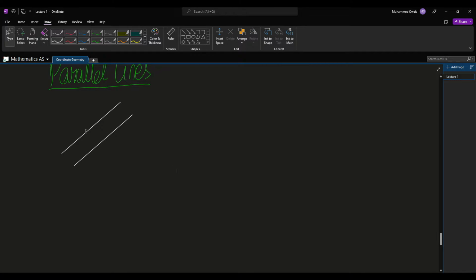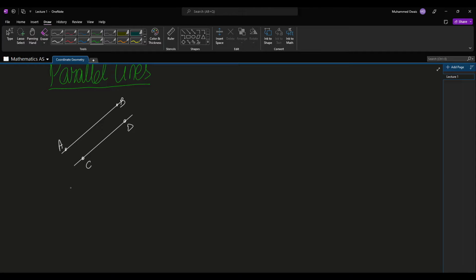What do I mean by that? See, these lines are exactly the same. They have the same direction. Any two lines that have the same direction but do not intersect with each other are called parallel lines. So then, what is so special about parallel lines? Basically, if I call this line A and B, this is known as line AB, and this is known as line CD.